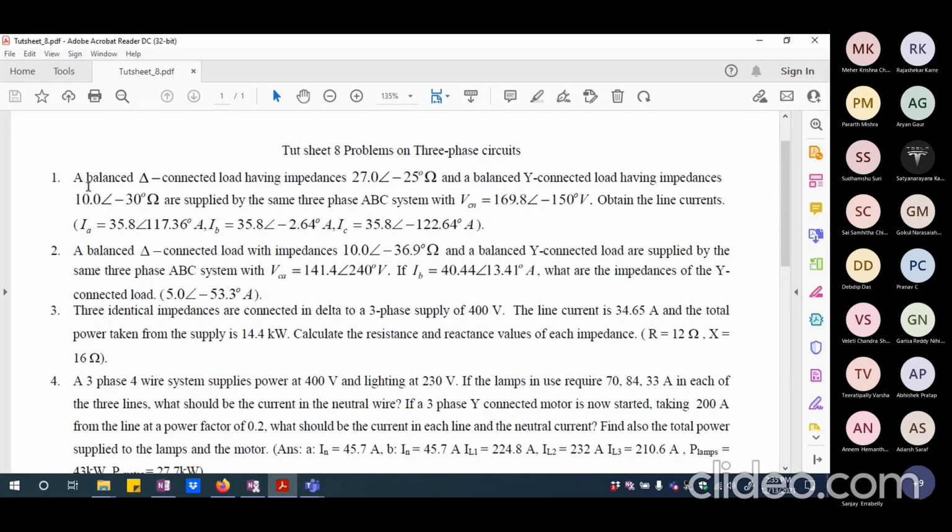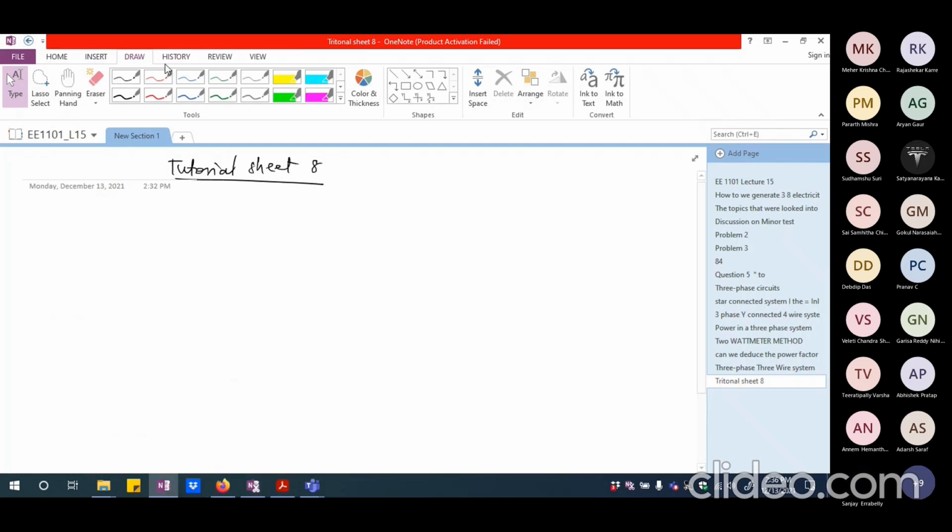So I'll start with the first problem, which says a balanced delta connected load having impedances 27 angle minus 25 degree ohm and a balanced Y connected load having impedances 10 angle minus 30 ohm are supplied by the same three-phase ABC system with VCN equal to whatever value is given. Obtain the line currents for all the three phases. That is what is being asked. Okay, so let me first of all take up this problem.